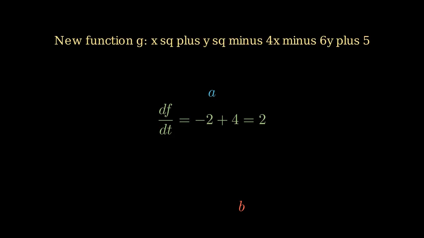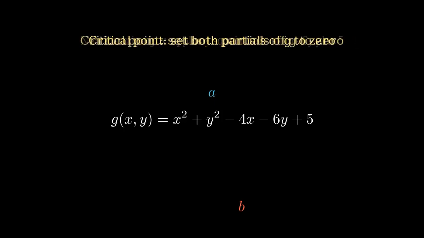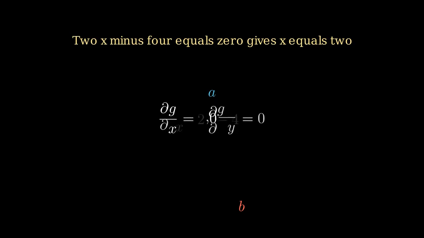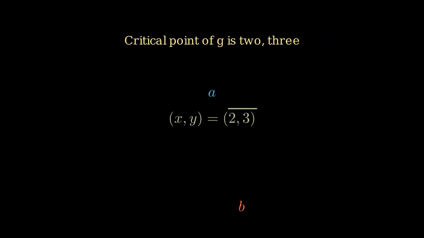Now let's introduce a second function, g of x, y equals x squared plus y squared minus 4x minus 6y plus 5. To find a critical point, we set both partial derivatives of g equal to 0. The partial derivative with respect to x is 2x minus 4, and setting this to 0 gives x equals 2. The partial derivative with respect to y is 2y minus 6, and setting this to 0 gives y equals 3. So the critical point of g is at 2, 3.